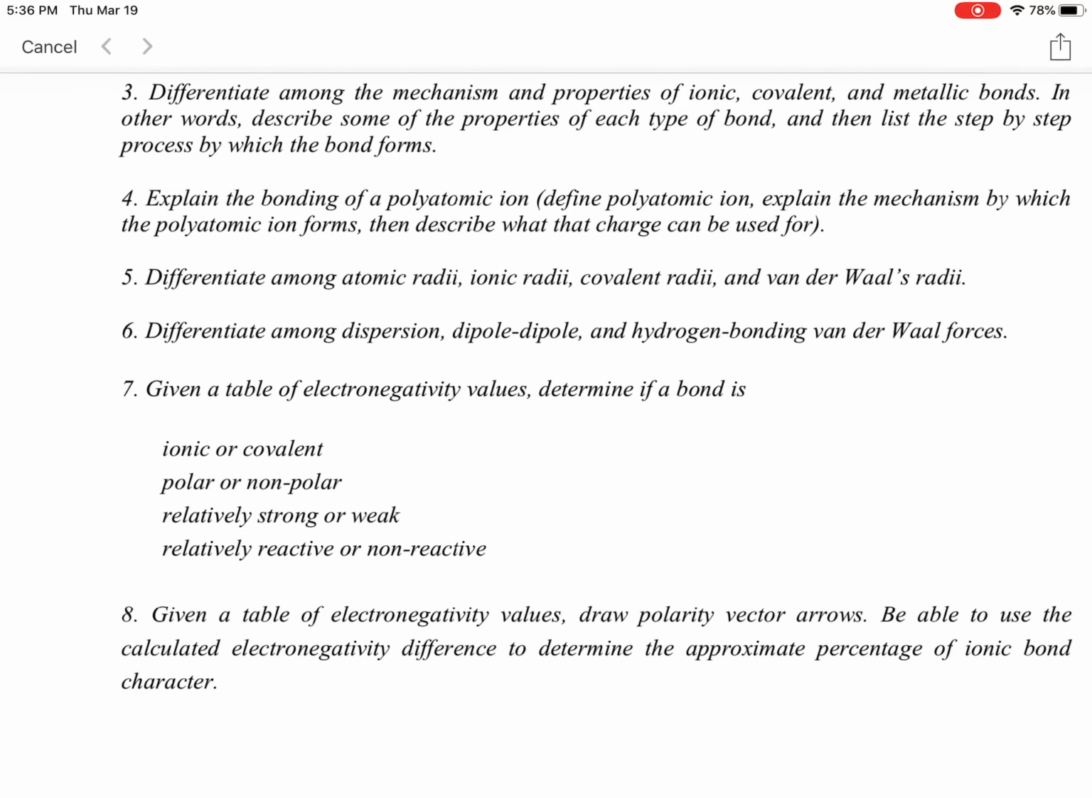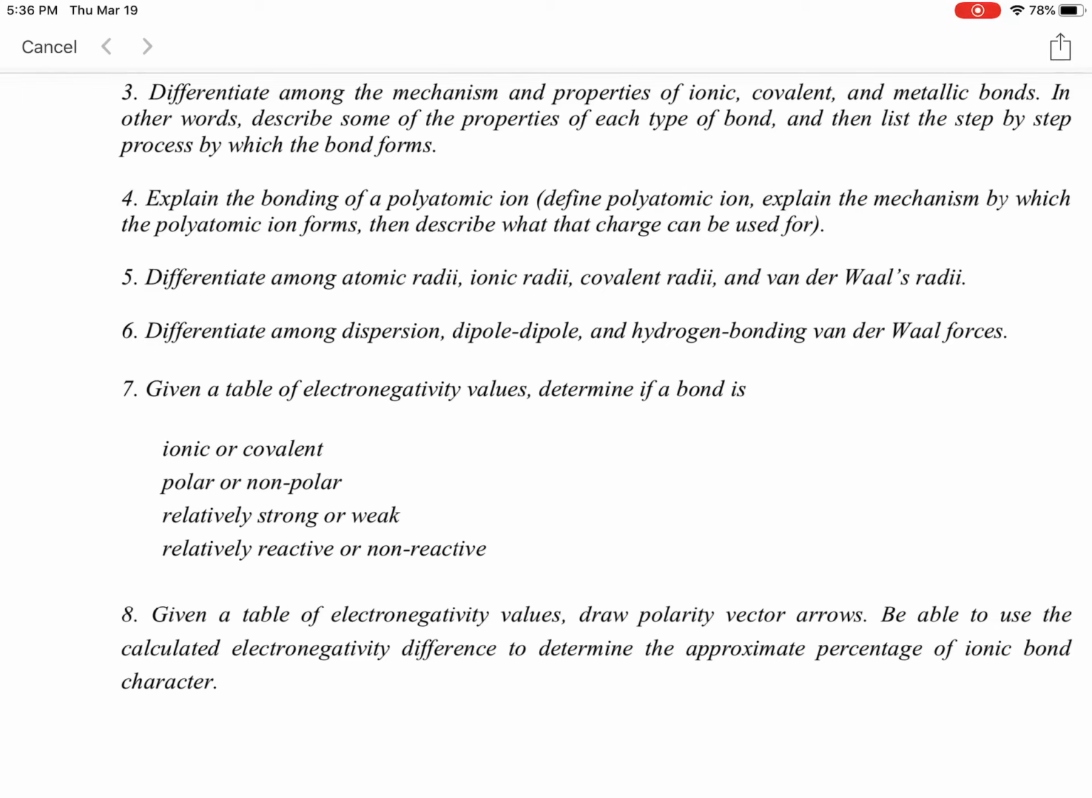For number 4, they're looking for you to understand two things in a polyatomic ion. One, that one of the bonds is going to be a coordination or dative bond: the unshared electron pair of one atom combines with the empty orbital space of another atom, and that creates hyperconjugation. It creates a charge that's spread out throughout the polyatomic ion, and then the ion uses that charge to bond to something else.